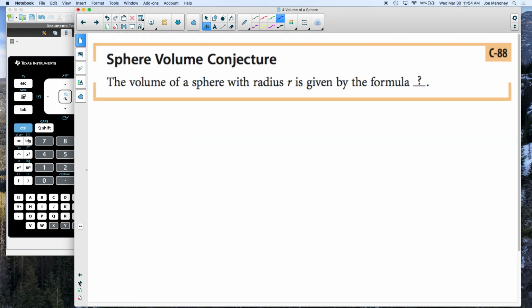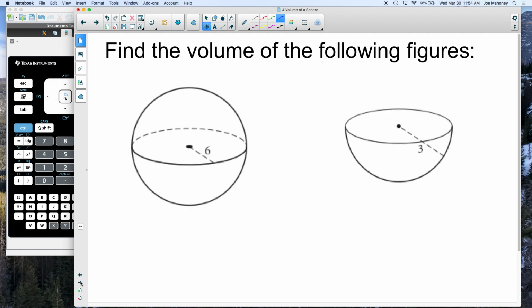So maybe you want to write it down as a formula or a conjecture. The volume of a sphere with radius r is given by V equals 4/3 pi r cubed. And that formula should make sense to you because the only measurement that a sphere has is the radius. So the radius goes in, the volume goes out. That's it.